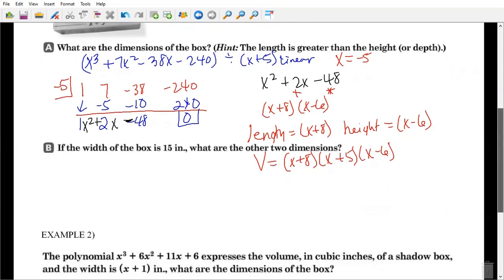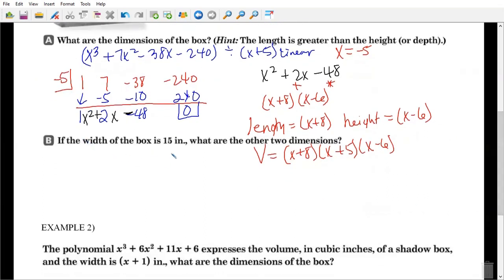Okay. Part B, it says, if the width of the box is 15 inches, what are the other two dimensions? So remember, our width equaled x plus 5. If I now know what it's equal to, I can solve for x, right? So what does x have to be? So x equals 10. So I now know that x equals 10, so I can use my length.